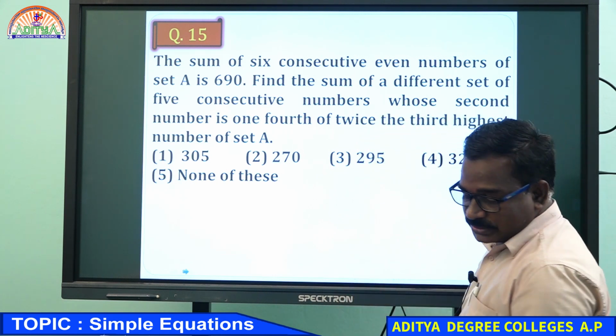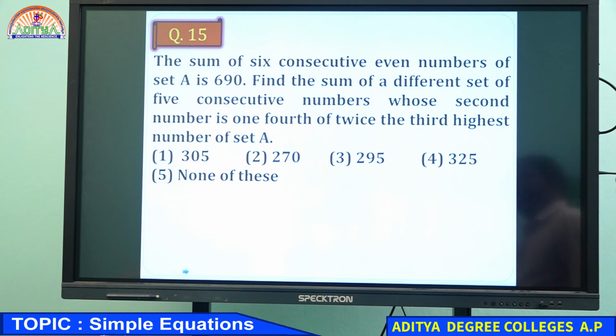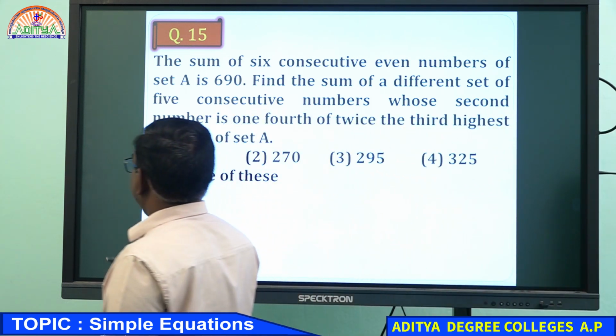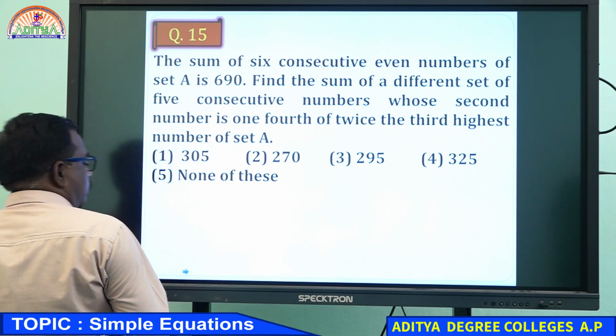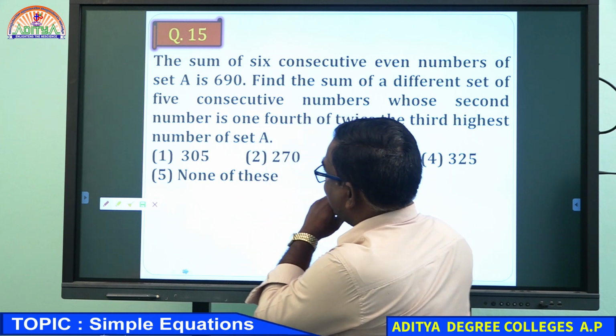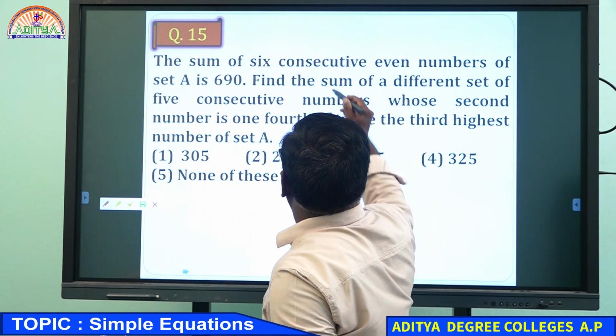The sum of 6 consecutive even numbers. Read carefully and try to do. We can discuss in seconds. Sum of 6 consecutive even numbers.